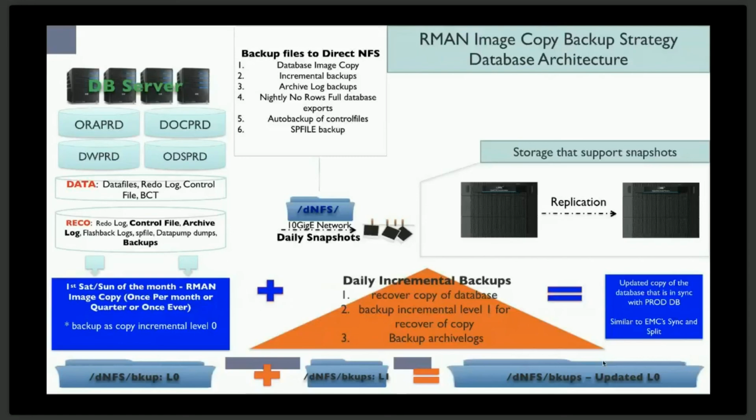Also, by leveraging snapshot technologies that are available in just about every storage array now, I can go back in time for my image copy as well. This screen depicts a lot of the commands that are available to do an image copy backup. If you look at the very far left bottom box, we use the command backup as copy, not as backup set. Then the incremental backup commands you see in the middle of the triangle: recover copy database, then backup incremental level 1 for recover of copy, and on top of that I'll back up the archive logs. And if you leverage EMC, for example, you can do snapshots and clones off of it as well. So it has a lot of use cases for image copy backups.